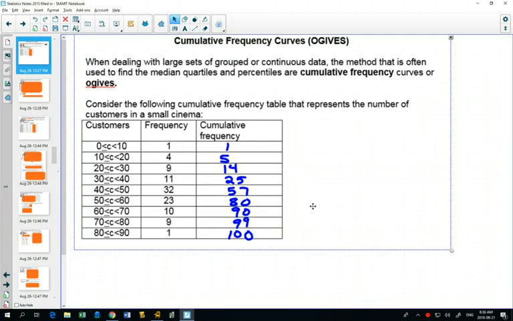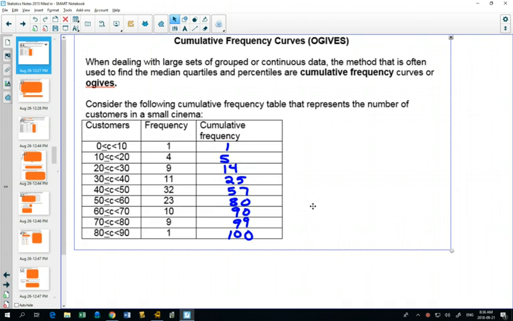So cumulative frequency curves are a way to find quartiles and medians when you have a lot of group data. Here, we have group data from 0 to 10, 10 to 20, 20 to 30, and we have the frequency. This kind of data we've dealt with before.